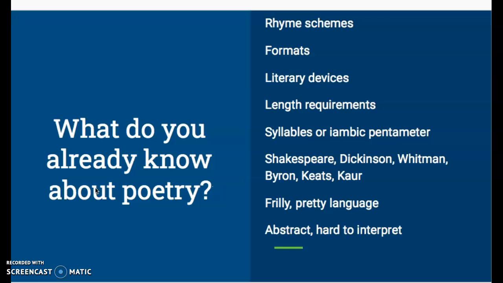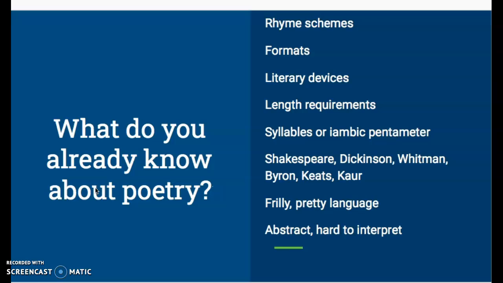That means the stanzas have to be a certain length, and it has to be a certain number of stanzas. Maybe you think that poems contain lots of literary devices, like what we've talked about in previous lessons, such as imagery or hyperbole, or maybe they are using metaphor and simile. Another thing about poems is some of them have length requirements. They have to be a certain number of syllables long, a certain number of stanzas long. Sometimes they have to be written syllabically, so that means like iambic pentameter, meaning 10 syllables per line.